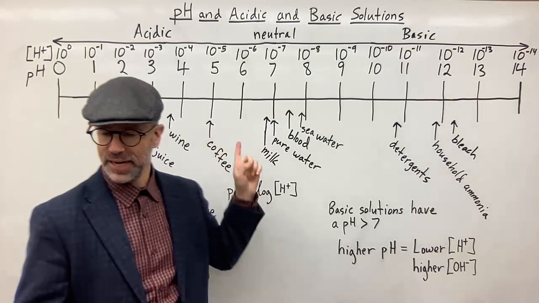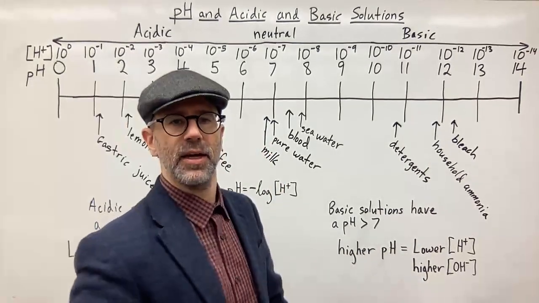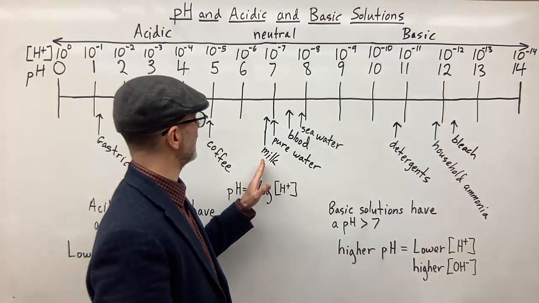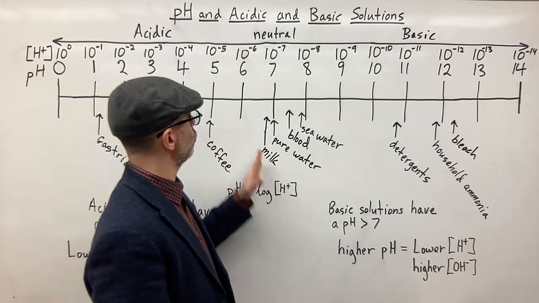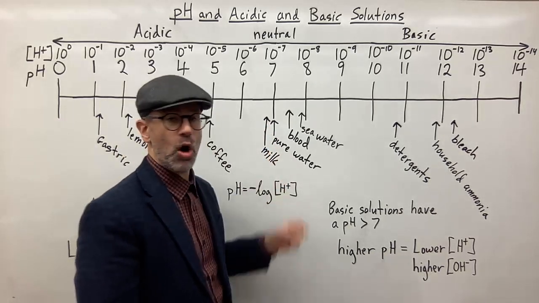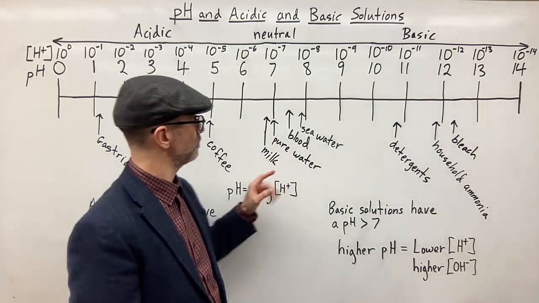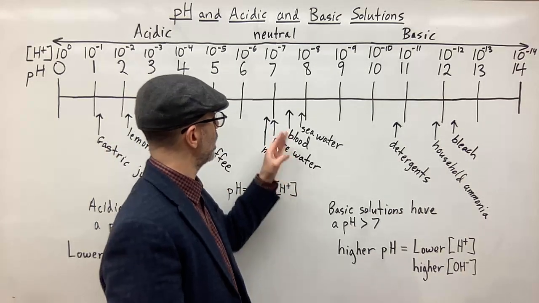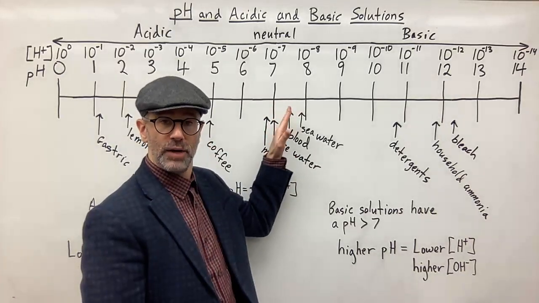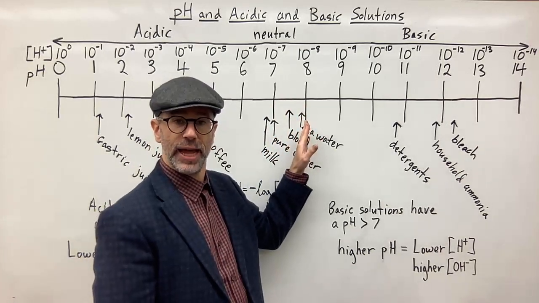Oops. Well, I think I have these backwards. Hold on a second. No, I am correct. So milk is going to be slightly acidic, close to a pH of 7. Of course, pure water, as I said, is going to be at 7 at room temperature. And then blood is slightly basic, so it's a little bit above 7. And then seawater is close to a pH of 8.